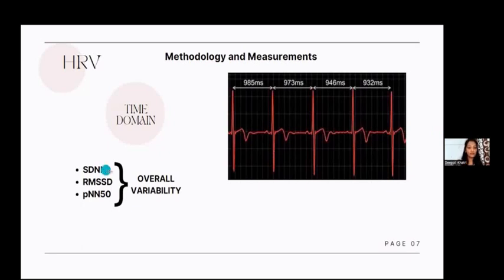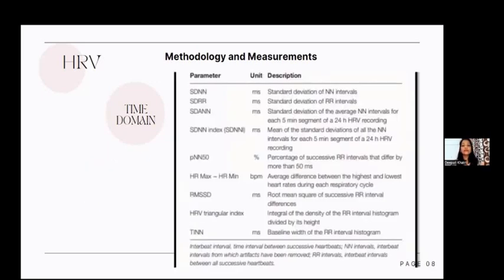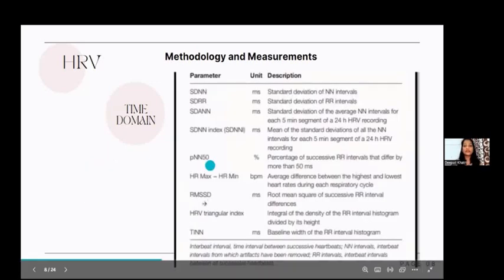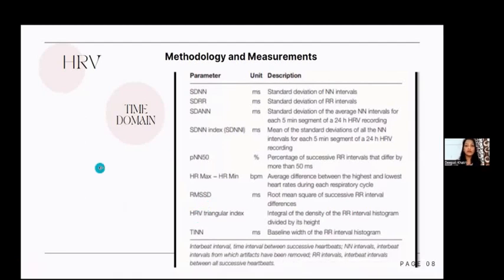Routinely what we use are SDNN, RMSSD and PNN50. These parameters will give you the information regarding the overall variability. So if I say the SDNN is increased, that means my HRV is getting higher. So overall variability is shown by these parameters, and on this table you can see there are other mathematical expressions which are used as time domain parameters.